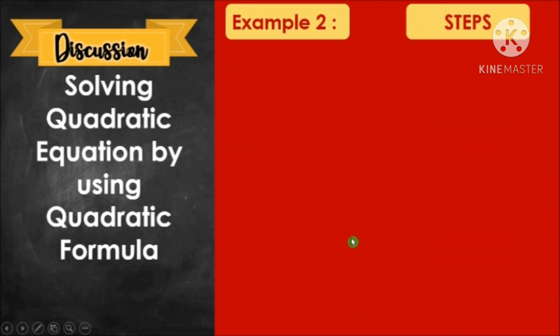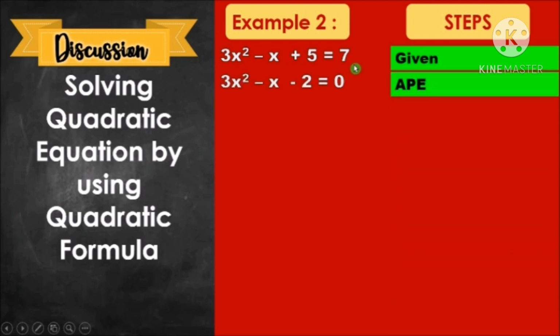For example number 2, the given item is 3x squared minus x plus 5 equals 7. Kung titignan natin ang ating problem, this item ay hindi pa naka-equate kay 0. Therefore, ang gagamitin natin ay APE. For 7, ibabalik sa kaliwa. So, it will become negative 7, ilipat sa kabila, magiging negative. Pero meron tayong 5. 5 minus 7, magkakaroon na tayo ng negative 2. So, ang magiging resulta after applying APE ay 3x squared minus x minus 2 equals 0.